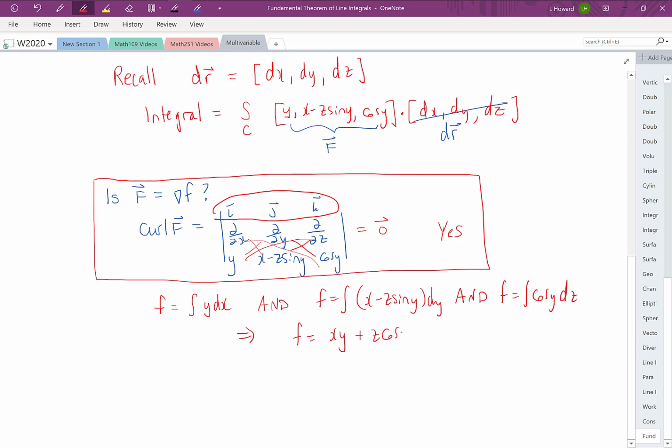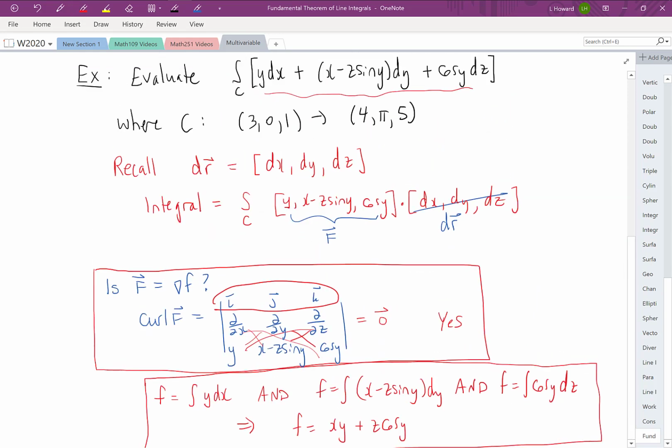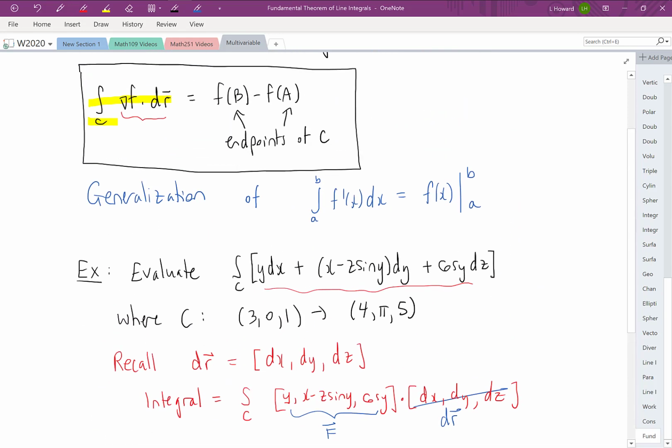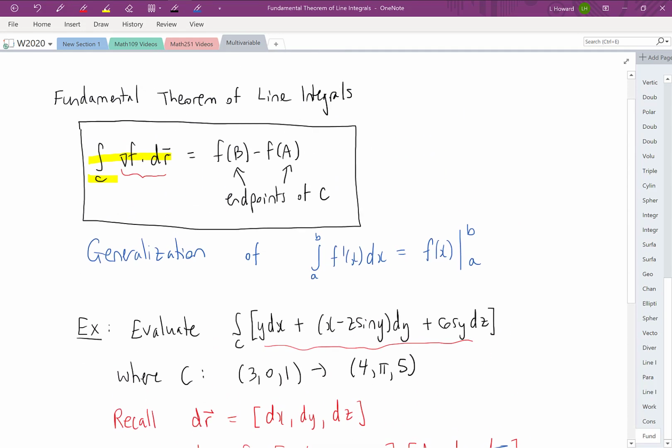plus z cos y. Okay, and then let's flash back to the fundamental theorem for line integrals to just see how we're going to put all this together. So the idea is that if you've got a line integral and your integrand looks like gradient of f dotted with dr, then you're just going to evaluate that function f, which is our potential function, evaluate that potential at the endpoints of C.